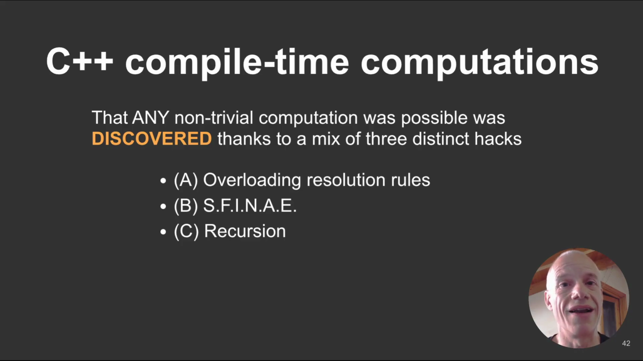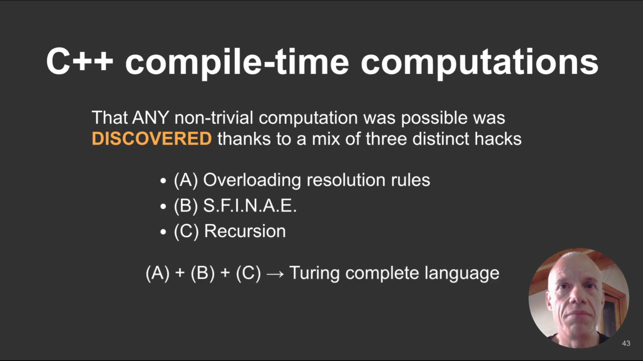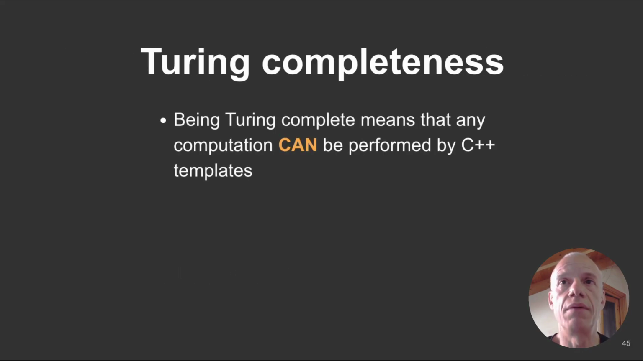The overloading was choosing another template, and this was the base case for the recursion, so your recursive function was able to complete. And those three basically allowed the template substitution to be Turing complete. Let me repeat, this was not intentional. This was discovered later.